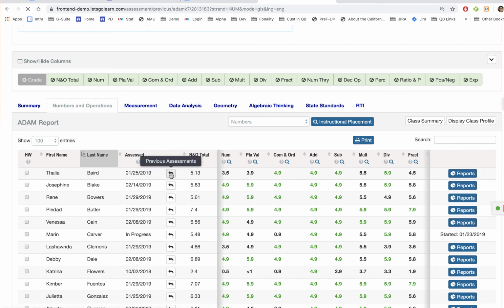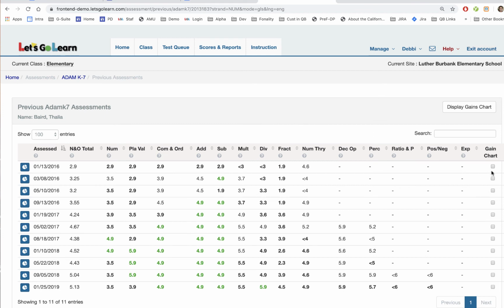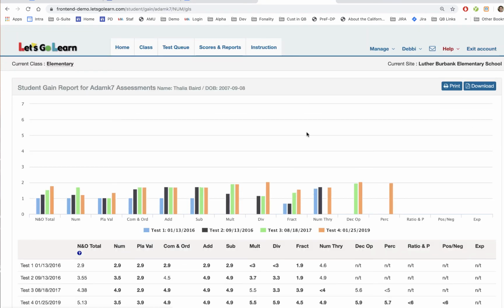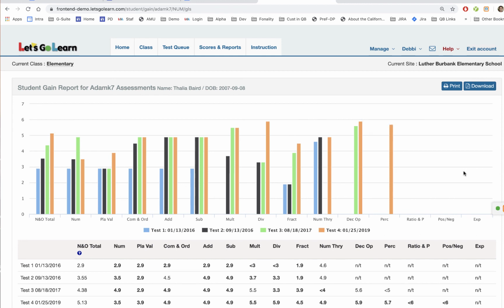So let's look at Thalia over time. How has she done? I can go ahead and graph some different assessments from different years. And then I'll hit display graph. And now we see this is her progress over time. The last thing I want to point out is all of this granular data is what drives our LGL Math Edge, which is our data-driven personalized learning course for each student.